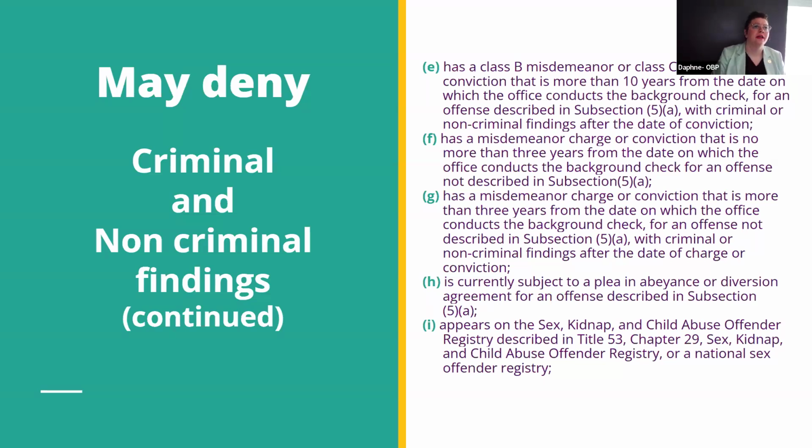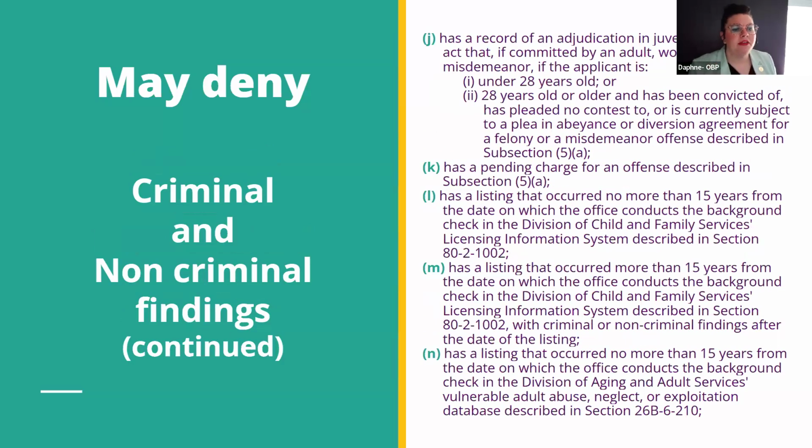Again, if the conviction is pending for those offenses that we have to deny for, if they are found on any of our non-criminal registries, which include juvenile offenses, listed as a perpetrator for either the Adult Protective Services or Child Protective Services registries, if they're listed as a sex offender, if they have juvenile charges, and again, we go into some detail on juvenile offenses, that if they're under 28 or if they're older than 28 and have a repeated pattern, those are the types of things we are looking at as we make our determination.